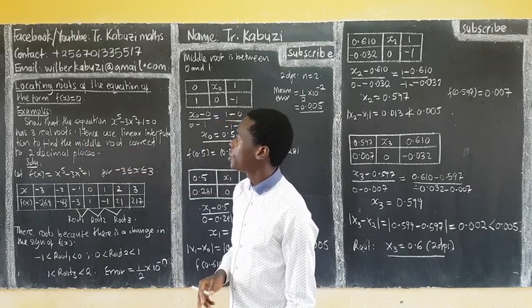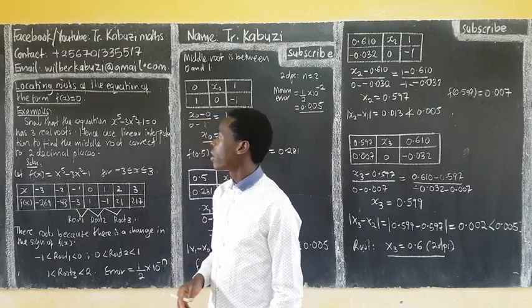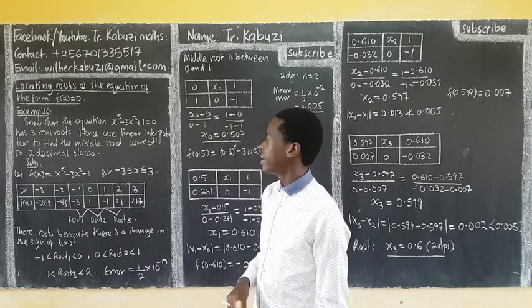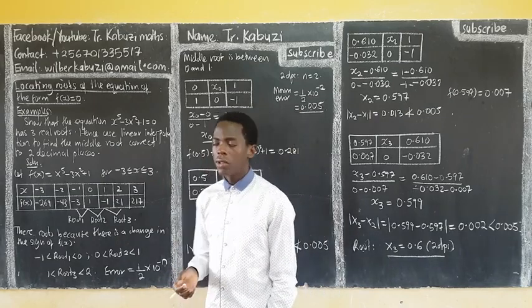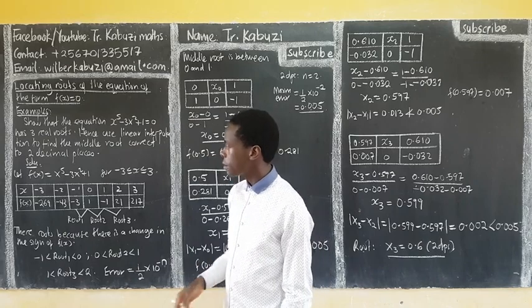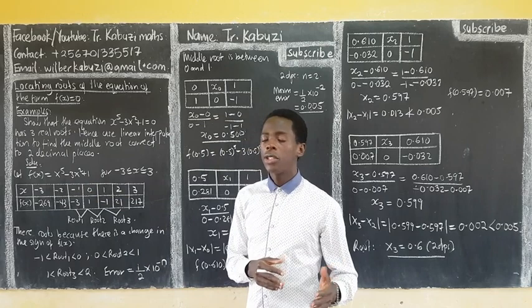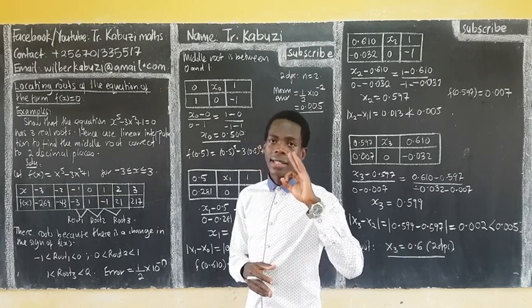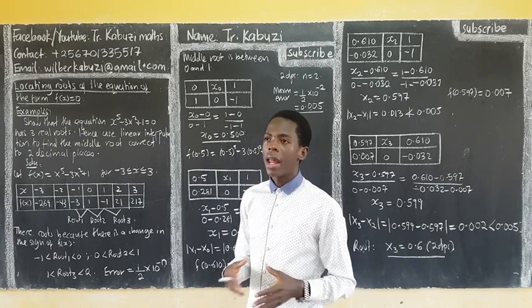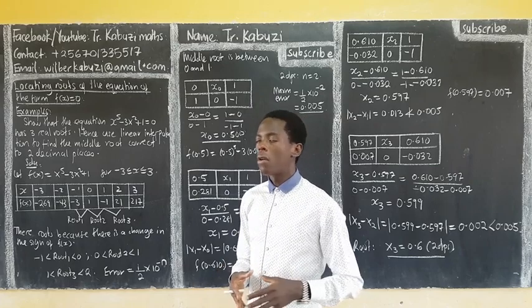Hence, use the Newton-Raphson operation. Find the middle root correct to 2 decimal places. Now, if they tell you correct to 2 decimal places, it means that when we are calculating using the iteration, we shall give our answers to the decimal places and then we can allow the value of rounding off.